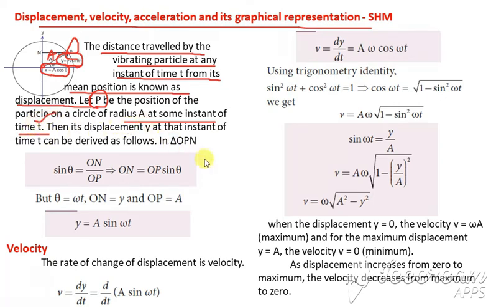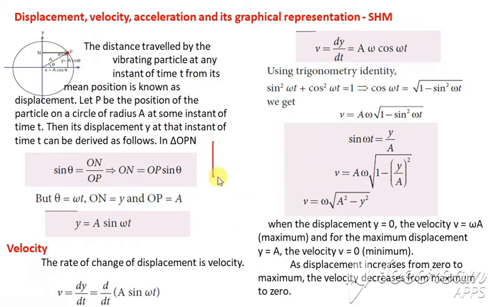Now take the triangle OPN, which is O, P and N. It is right angled at the point N, and here we have the angle theta. From this, if you want the value of sine theta, what is the formula for sine theta? It is opposite divided by hypotenuse, is it not? So ON divided by OP. From this, ON is equal to OP into sine theta.